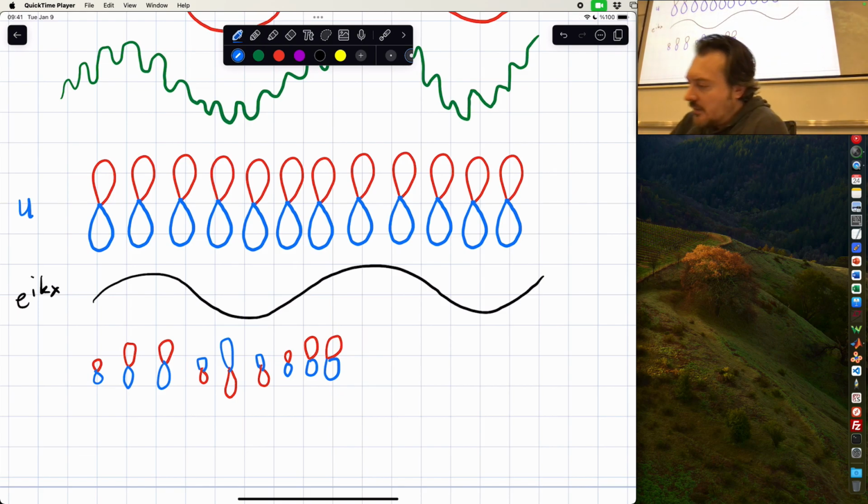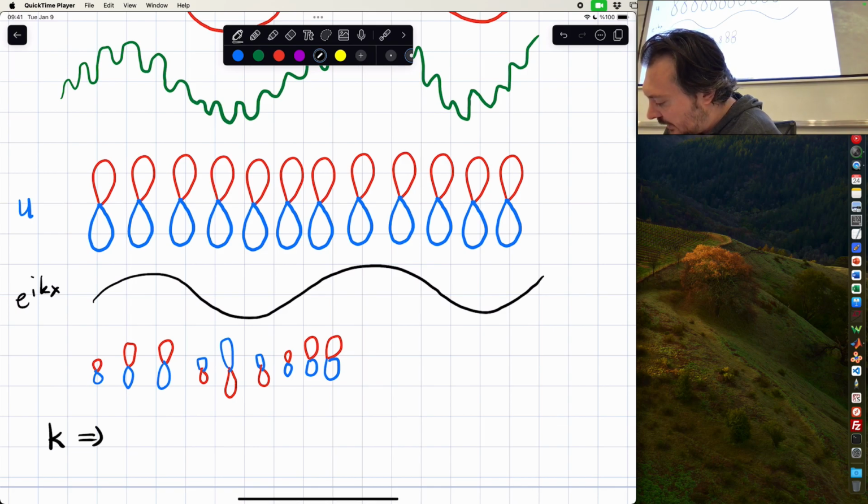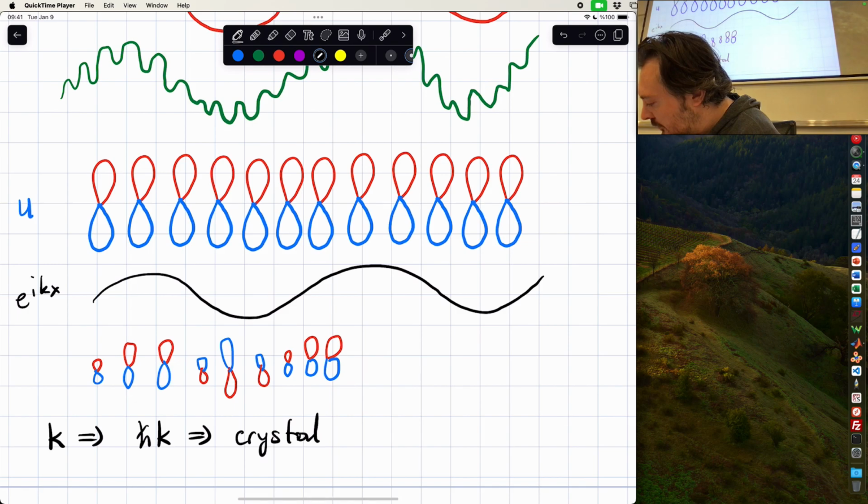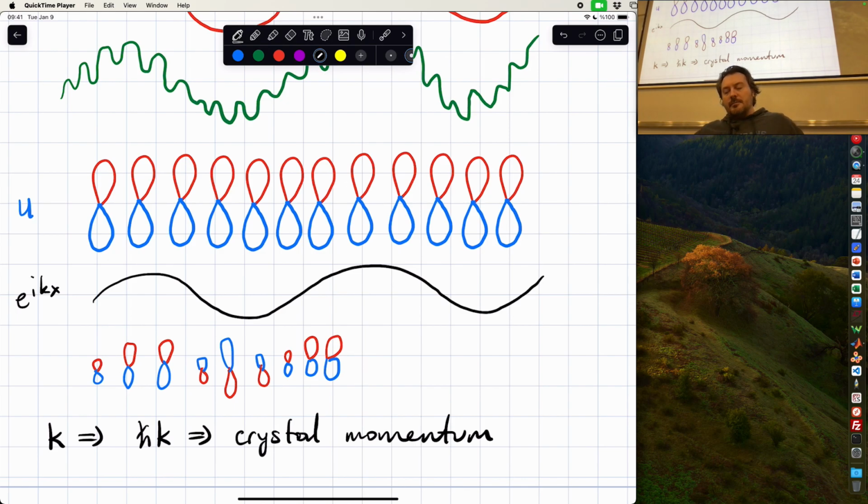And what is this k representing? This k is the wave number, and h bar k is something we call crystal momentum. So the electronic structure would appear to have this crystal momentum. It would interact with whatever you are sending to the material as if the electrons inside that material have those energies and momenta.